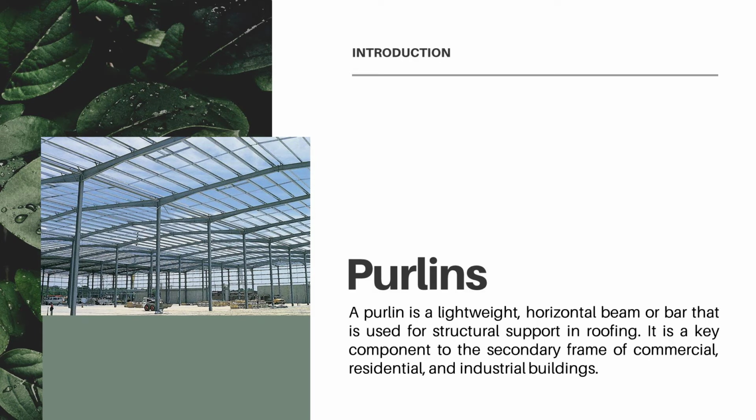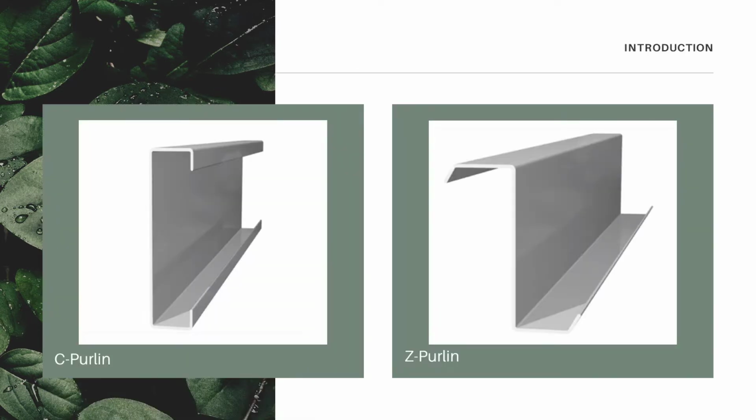Purlin is a lightweight horizontal beam or bar that is used for structural support in roofing. In addition to providing support, purlins also increase a building's resistance to heavy winds. Purlins are a key component to the secondary frame of commercial, residential, and industrial buildings. There are different types of metal purlins that are characterized by their shapes. The most common include C-purlin and Z-purlin.